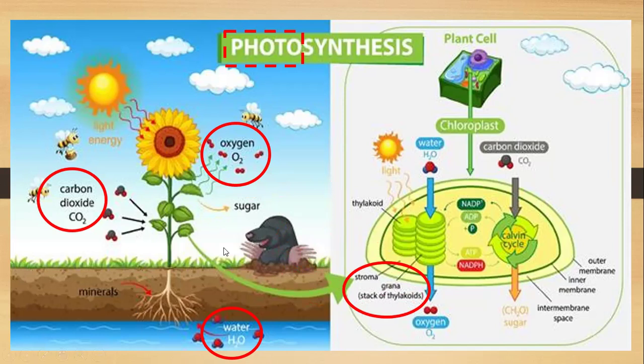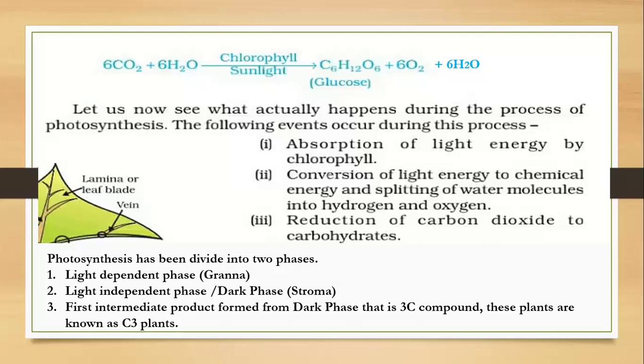See, here I am highlighting the stroma and grana. Stroma is where the dark reaction is going to be performed, and the grana is where the light reaction is going to be performed, as the whole photosynthesis has two phases. So now there is the reaction of photosynthesis, which I already told about.